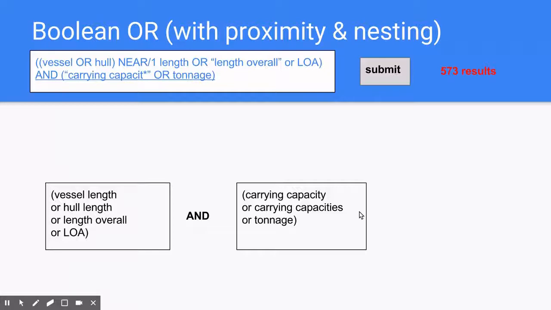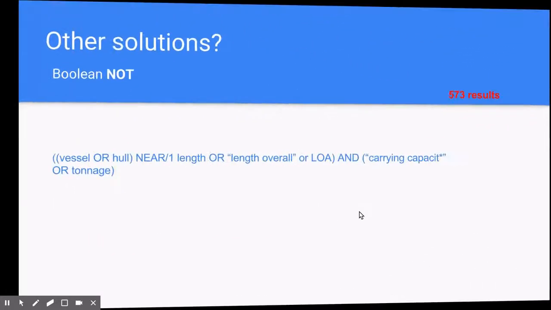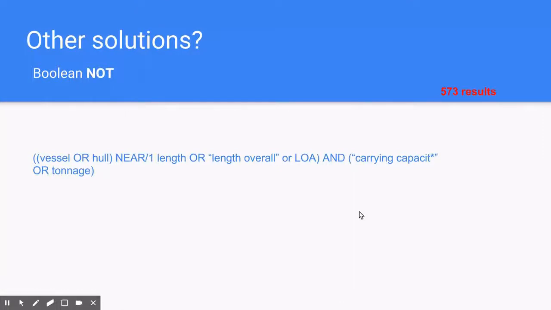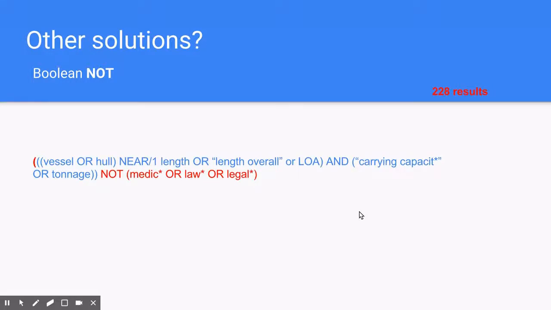We get 573 results. That's a little better to work through, and we're probably going to have a little more relevance. However, remember that there was a lot of stuff on medicine and legal and law, that sort of stuff that we don't want. I suppose there's some article or book that could have relevance to both medicine and vessel length as we're trying to determine it. But we thought it was safer to just get that stuff out.